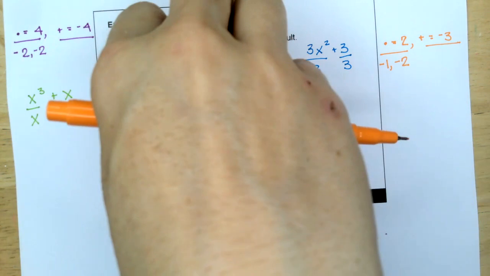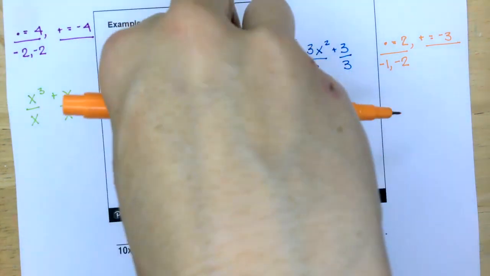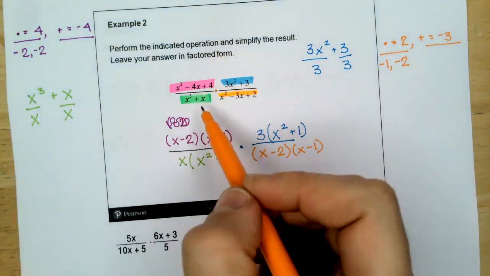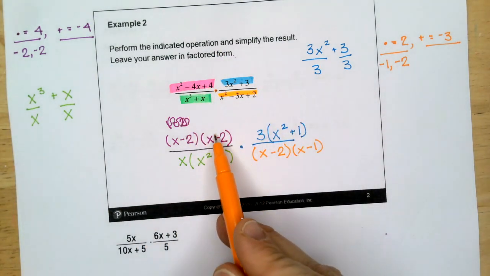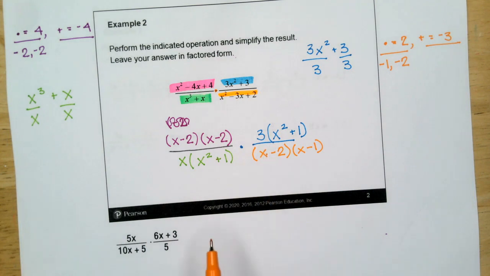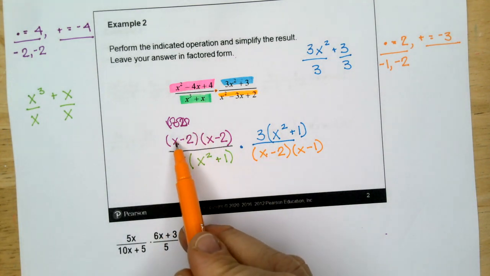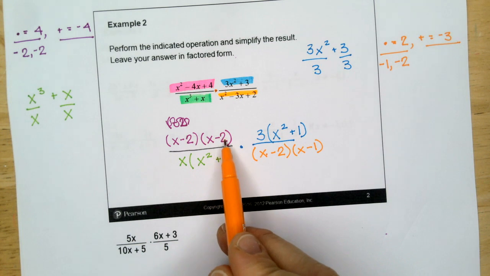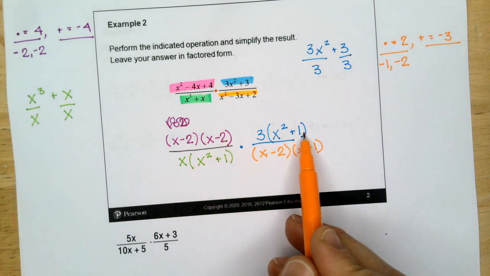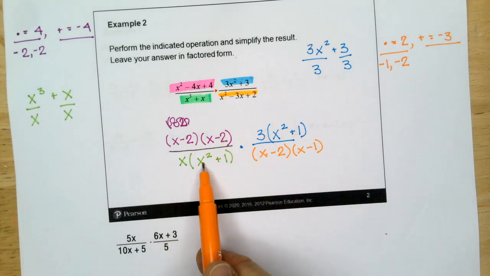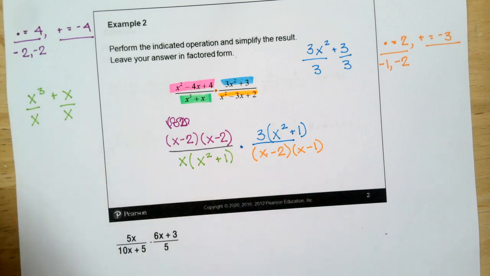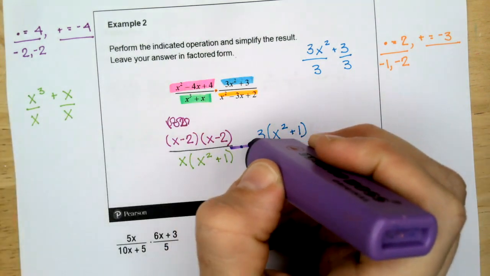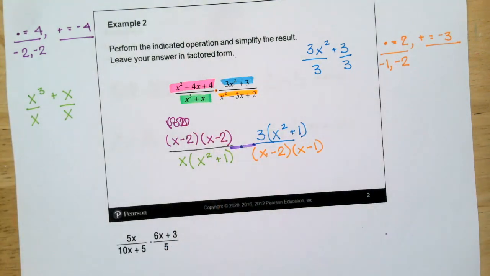We're taking the rules of polynomials and the rules of fractions. The rule for multiplying fractions is you multiply straight across. So after I factored these, now I'm multiplying x minus 2 times x minus 2 times 3 times x squared plus 1 over x times x squared plus 1 times x minus 2 times x minus 1. So it's kind of like that just becomes one big line, right? Multiplication of fractions is just one big fraction.